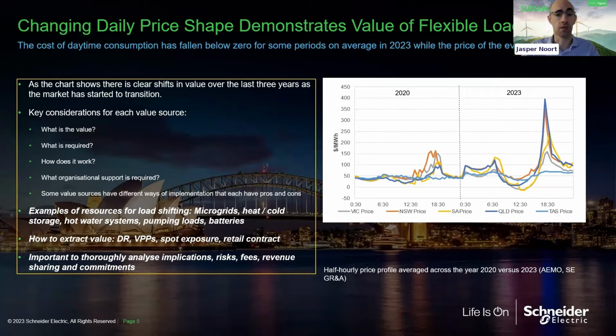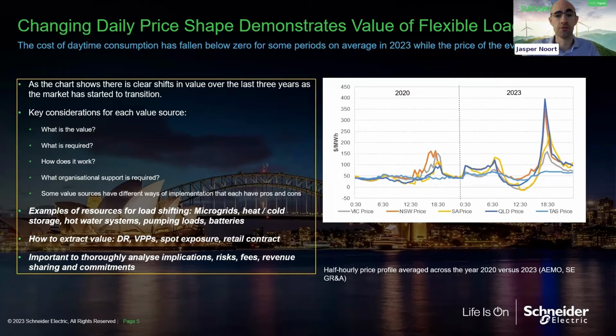And it's really giving a clear sense of how flexibility would give you a lot more value in 2023 compared to 2020. And with the transition that we're in, we're likely to see that continue, especially with the change in the market price cap, that evening peak on average may actually increase further.